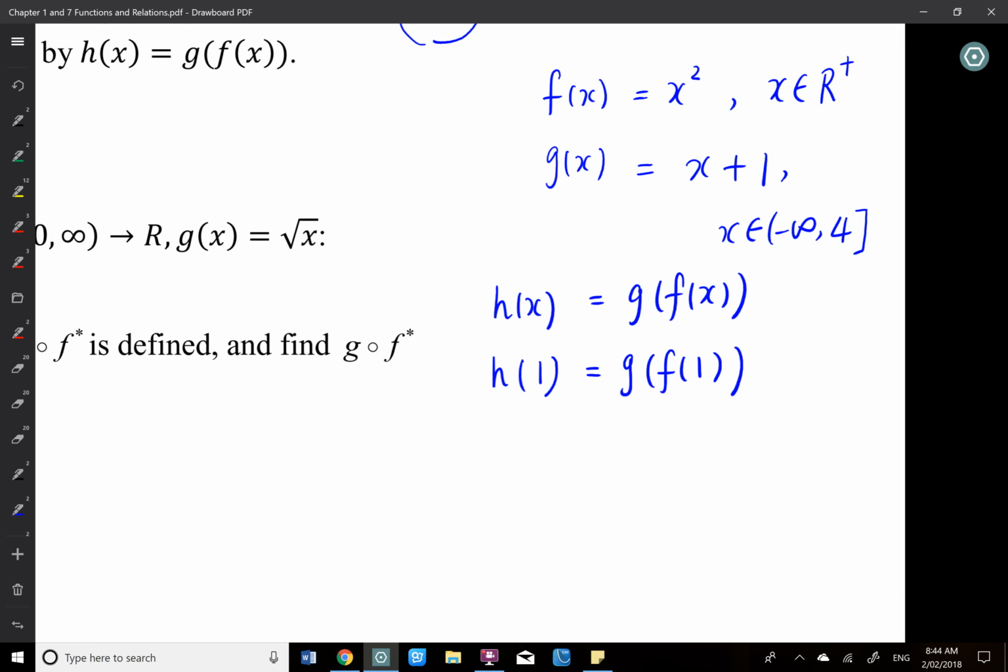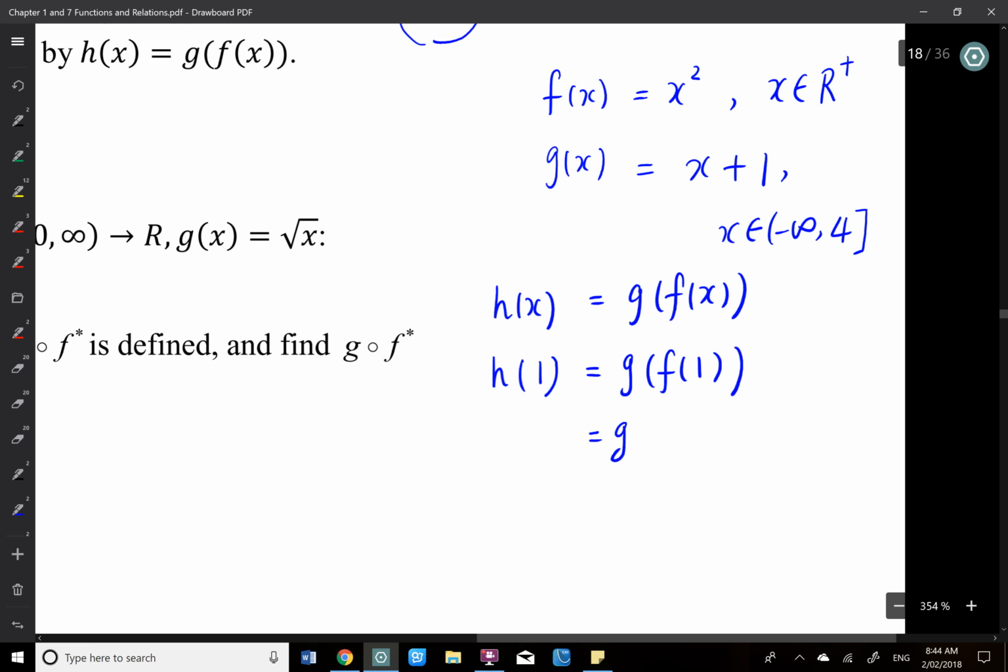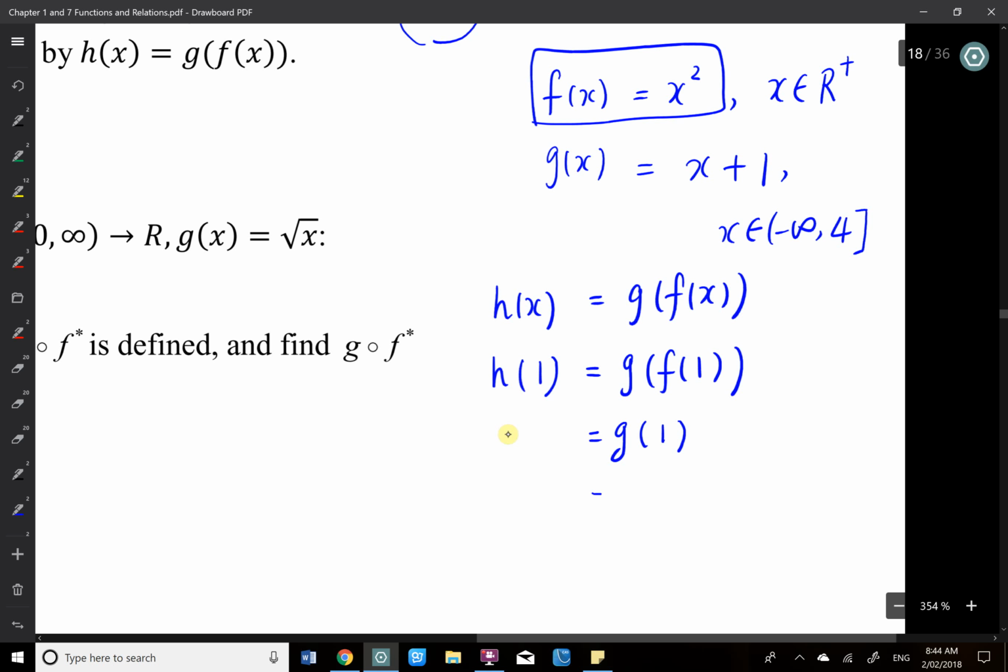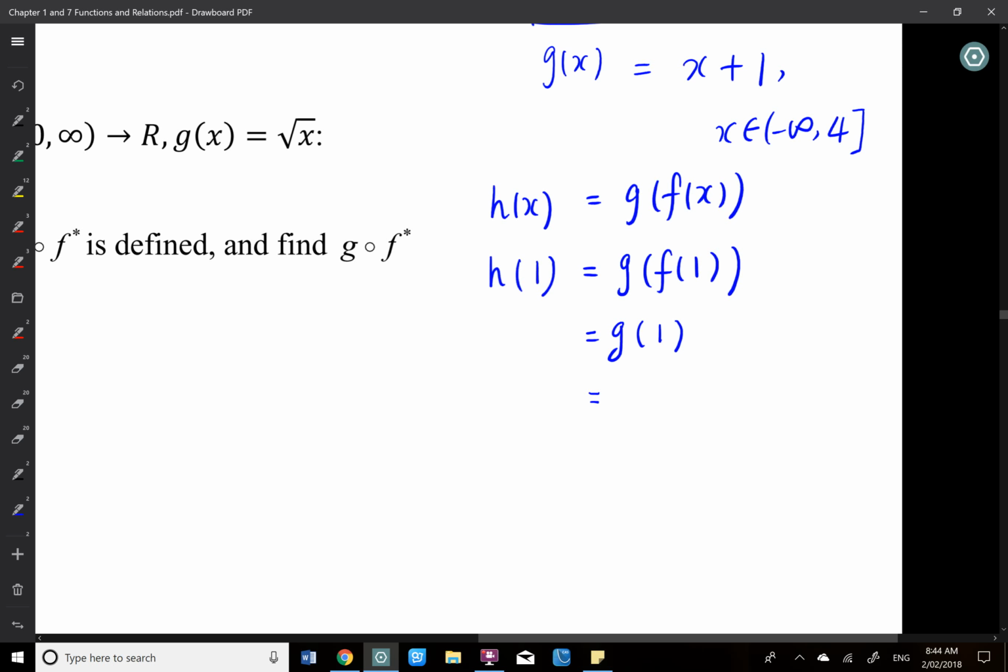So f(1). Now let's evaluate f(1). We calculate f(1) first, and then we get the answer. Then we put the answer into the function g. So what is f(1)? You put 1 into this function, and you get 1 out as well, since 1 squared is 1. So you have g(1). Then what does g(1) equal? g(1) equals 2.